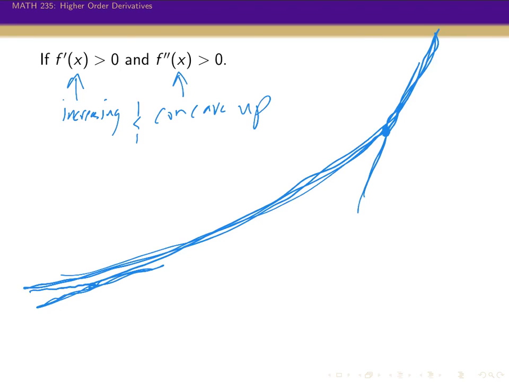All the way across, we pick any point. As we move over, the slopes are getting a little bit higher. Okay, and so this is an increasing and concave up curve. It's kind of curving, it's starting up, going up, and as you go up, it's getting steeper and steeper.